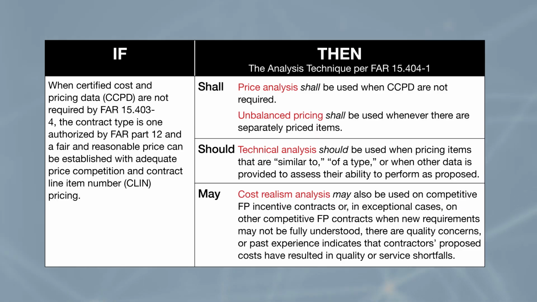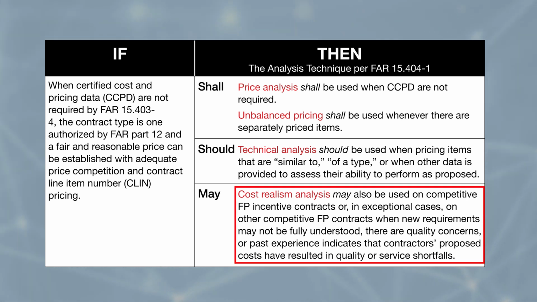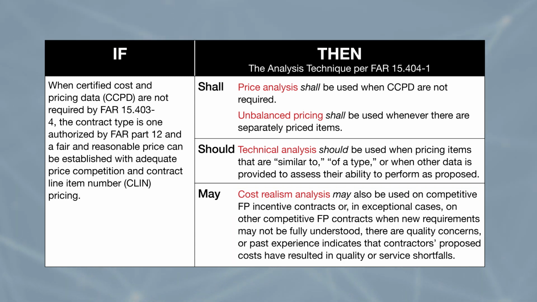This technical analysis will help the contracting officer ascertain the magnitude of changes required and assist in pricing the required changes. Technical analysis should also be used when other data are provided to help assess the contractor's ability to perform as proposed. And finally, cost realism analysis may be used on competitive fixed price incentive contracts. It can also be used in exceptional cases on other fixed price contracts. Are you still with me?